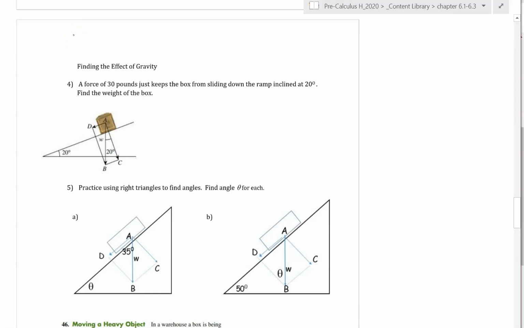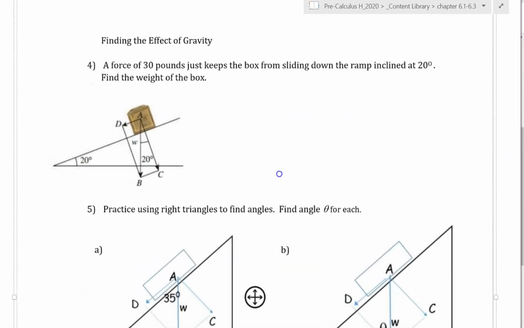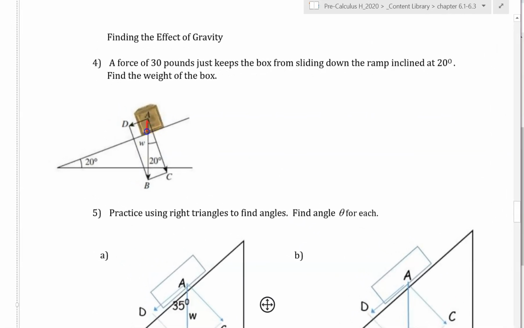Here we go. It says a force of 30 pounds just keeps the box from sliding down the ramp inclined at 20 degrees. Find the weight of the box. So again, this is our vector. We're breaking it down into its components, right? And again, AD and CB are equal, AC and DB are equal. So go ahead and, again, think about how this angle is 20.